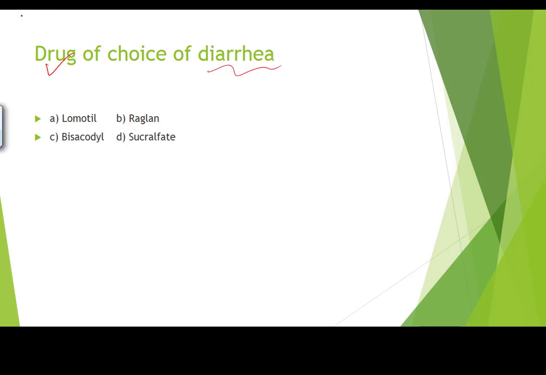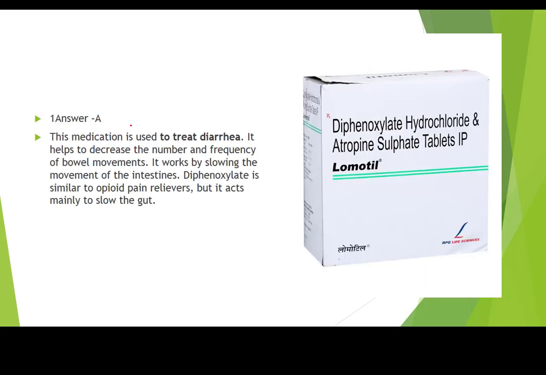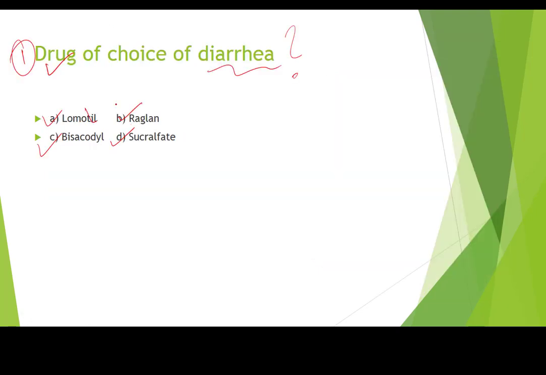What is the drug choice of diarrhea? Your options: A. Lomotil, B. Reglan, C. Bisacodyl, D. Sucralfate. Your answer is A. Lomotil.